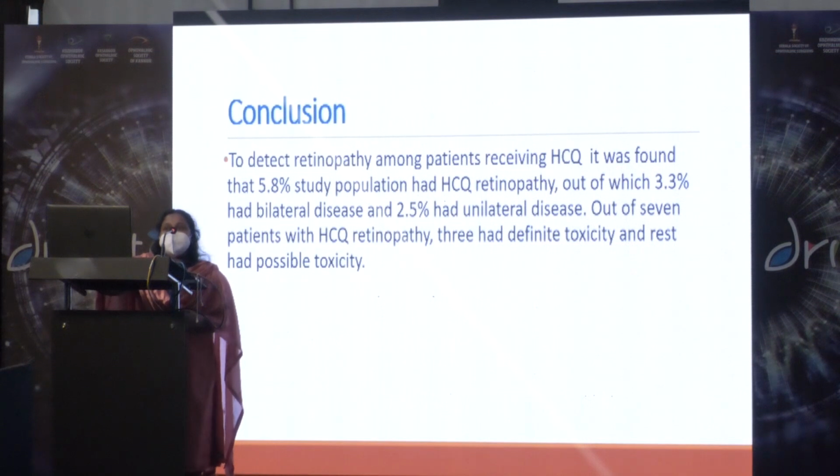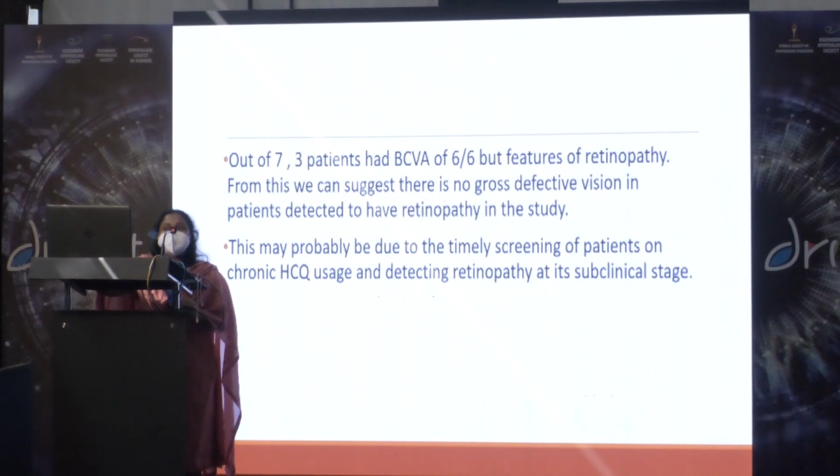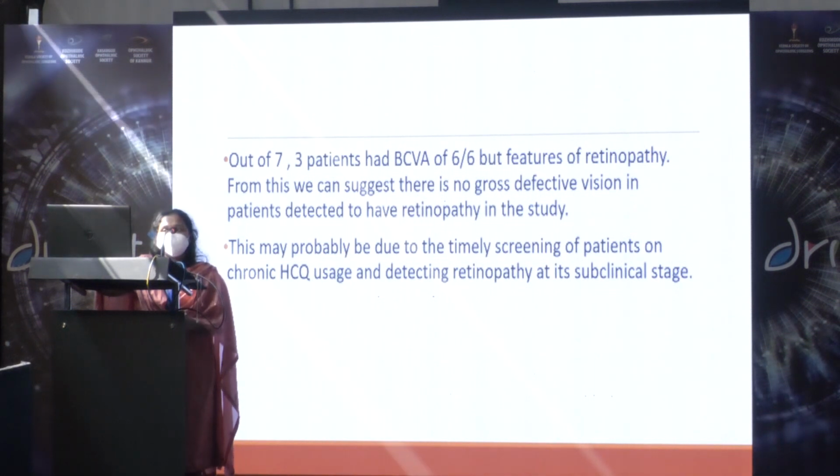So, conclusion. To detect the retinopathy among patients receiving HCQ, it was found that 5.8% of the study population has HCQ retinopathy, out of which 3.3% had bilateral disease and 2.5% had unilateral disease. Out of 7 patients with HCQ retinopathy, 3 had definite toxicity and the rest had possible toxicity. Out of 7, 3 patients had best corrected visual acuity 6/6 but features of retinopathy.